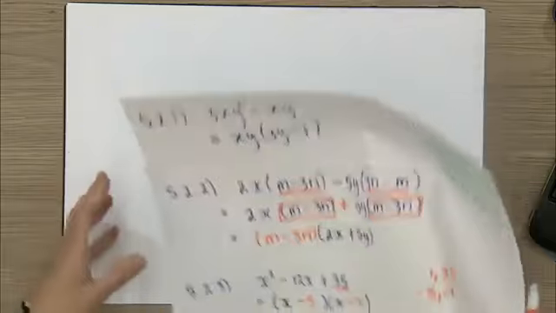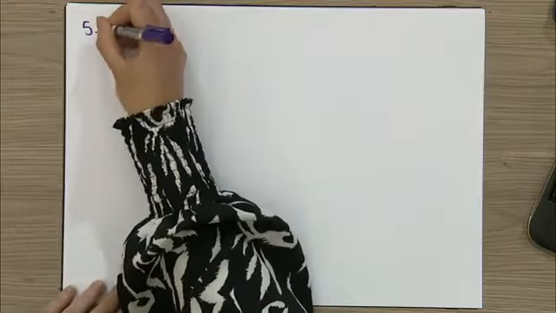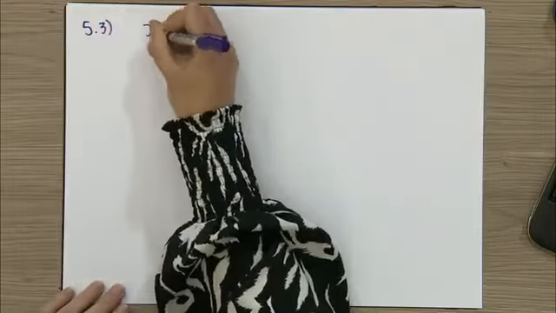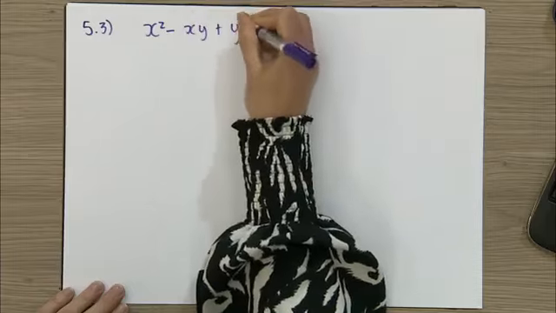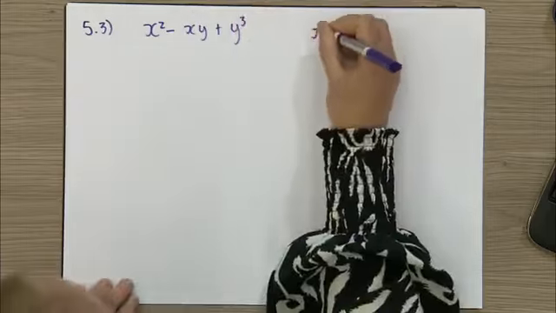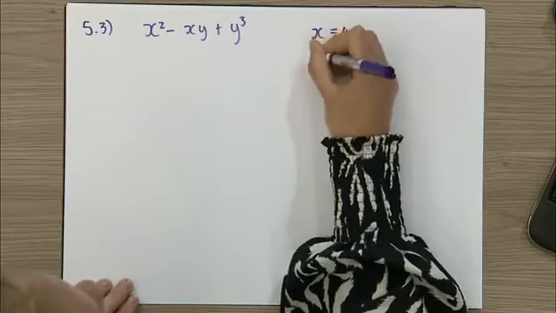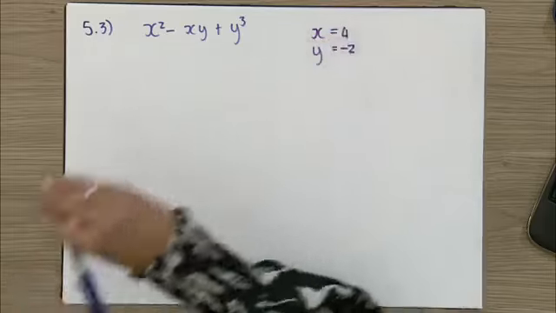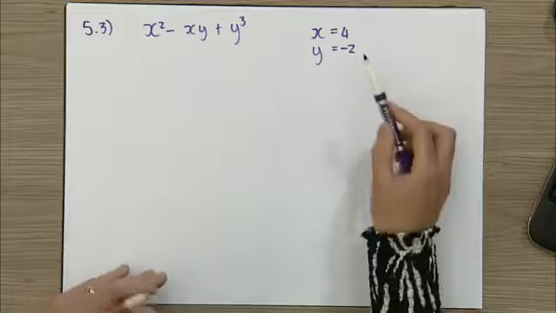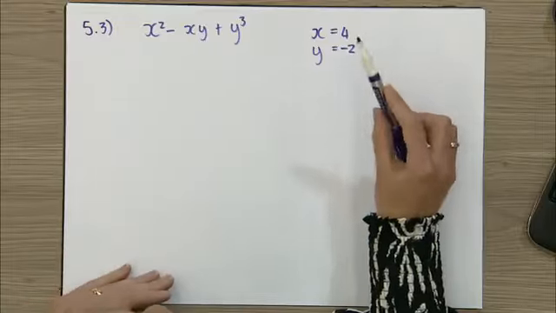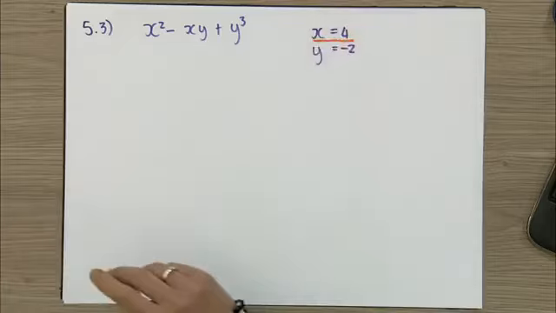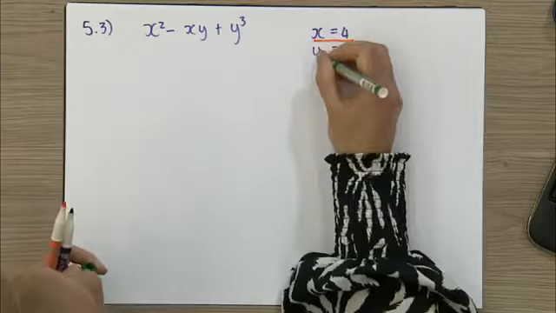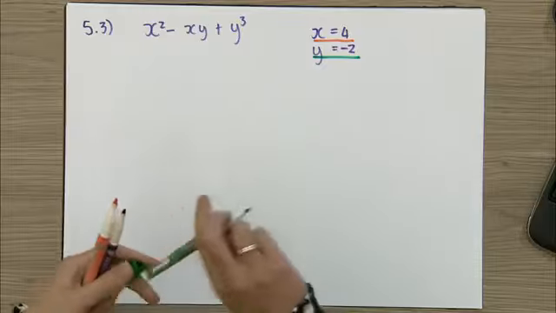Question 5.3. They ask me to calculate the value of x squared minus xy plus y to the power of 3 if x is 4 and y is negative 2. So grade 9s, this is a very simple sum. All I've got to go do is substitute. Everywhere I see an x, I must replace x with a 4. Wherever I see a y, I must replace y with a negative 2.